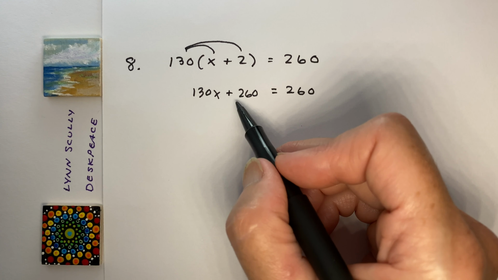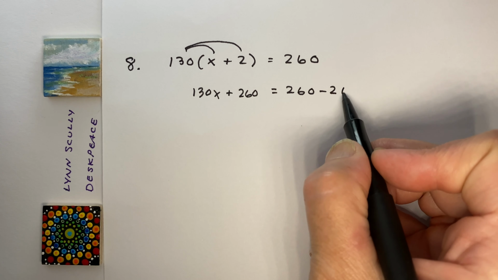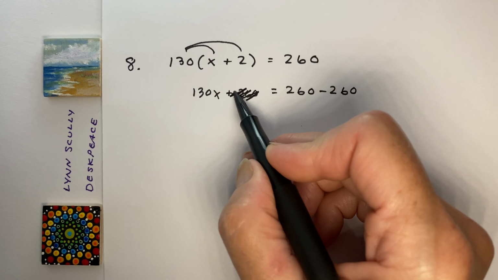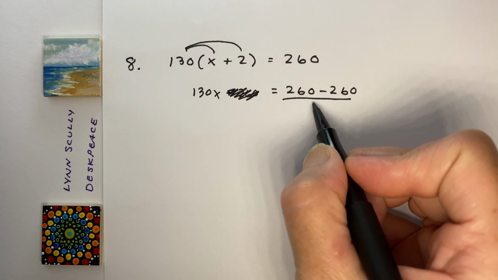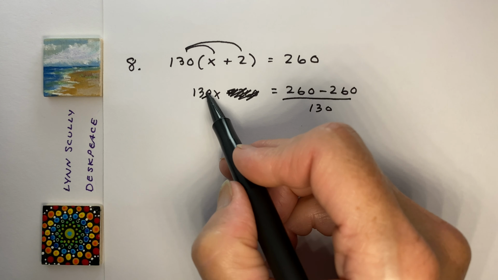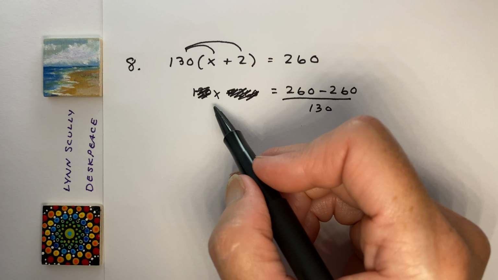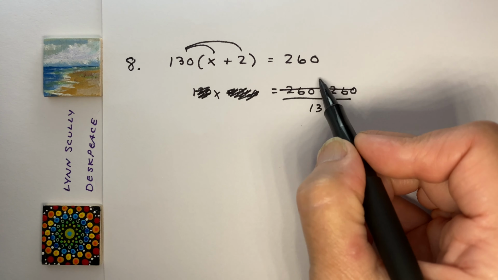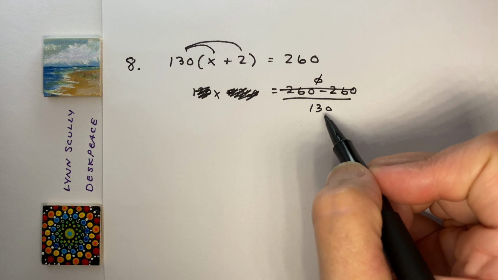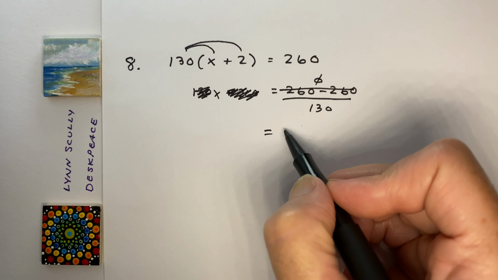First, I'll take this 260 and subtract it over to the other side of the equal sign, and it's gone. Now this 130 is attached by multiplication. Move it by division to the other side of the equal sign. My x is alone. Now I'll reduce. 260 minus 260 is 0. 0 divided by anything in the whole wide world is still 0.